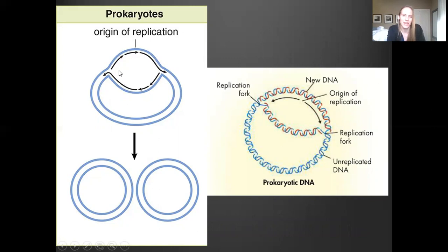So yeah, you have the replication fork, which would be one here and one here. This whole area is the replication bubble. And so you'd have a new strand being built this way along, say, the outside, and a new strand being built this way along, say, the inside, or vice versa. And then you end up with two circular strands when you're done.